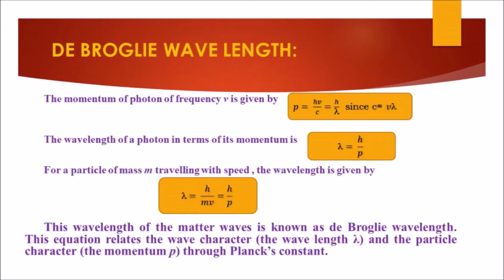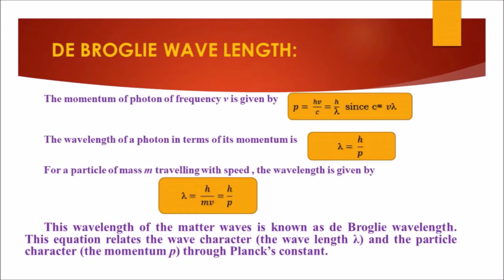Next, we are going to find the de Broglie wavelength formula. The momentum of a photon of frequency nu is given by p equal to h nu by c. We know that nu by c is nothing but 1 by lambda. So the formula is p equal to h by lambda. The wavelength of a photon in terms of its momentum is lambda equal to h by p.